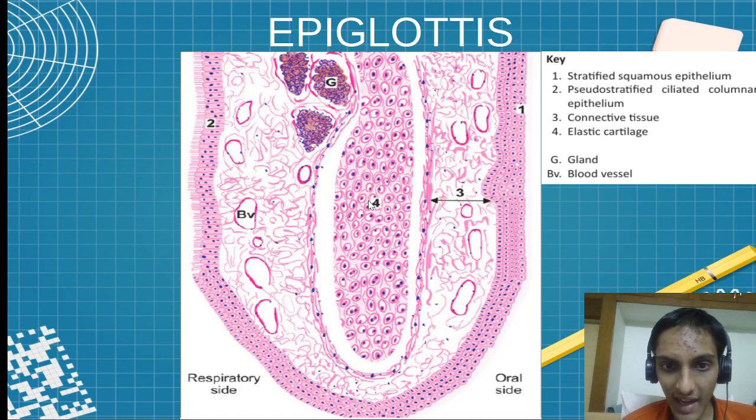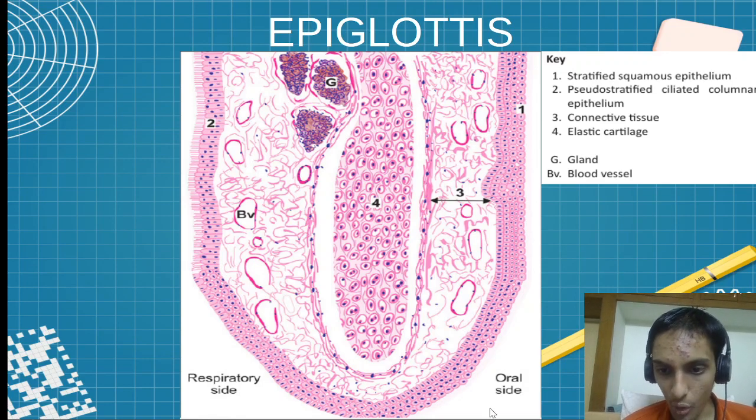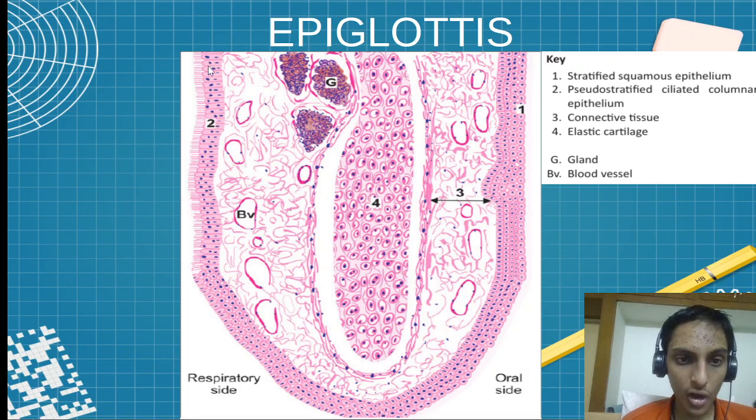Then G as in the gland. Here is the gland over here, and we can see some blood vessels here. Okay, so this is the thing, and here respiratory side and the oral side. Okay, so this is the histology of the epiglottis. So to sum up all the layers once again: stratified squamous epithelium, pseudostratified ciliated columnar, then we are having the connective tissue, the elastic cartilage, the gland, and the blood vessel.